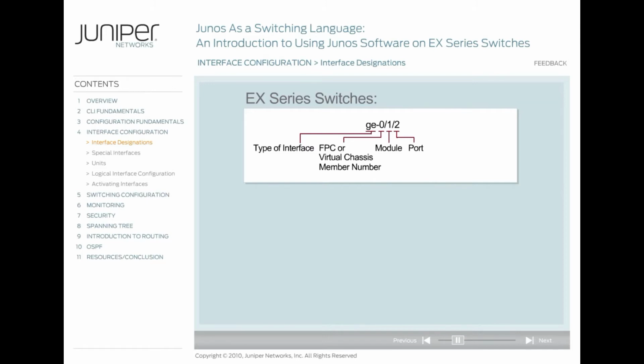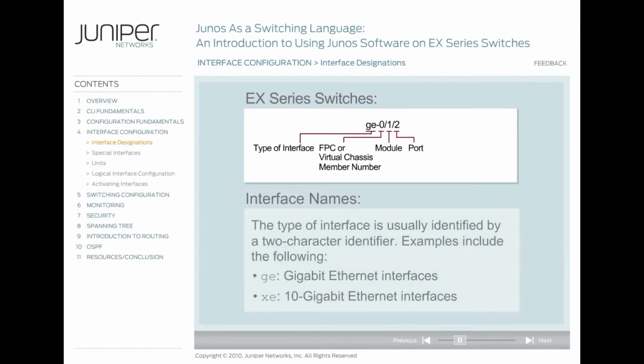The consistency in the software means you need to learn Junos only once. Some common interface designations include GE for Gigabit Ethernet interfaces and XE for 10 Gigabit Ethernet interfaces. This identifier is combined with the chassis, module, and port numbers to identify the port.